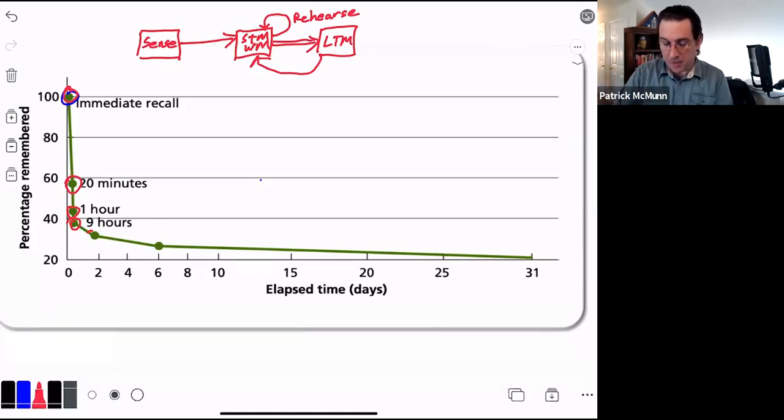But what Ebbinghaus was talking about was just a brief introduction to information to the subjects or the students, and then they just sharply decline because that working memory, that rehearsal has not occurred, okay? So, given that, we look at after 2 days, we're down to maybe 30%, right? And what happens after about 31 days, almost a month later? Almost 20%. Don't let this chart mislead you because there's still information there.